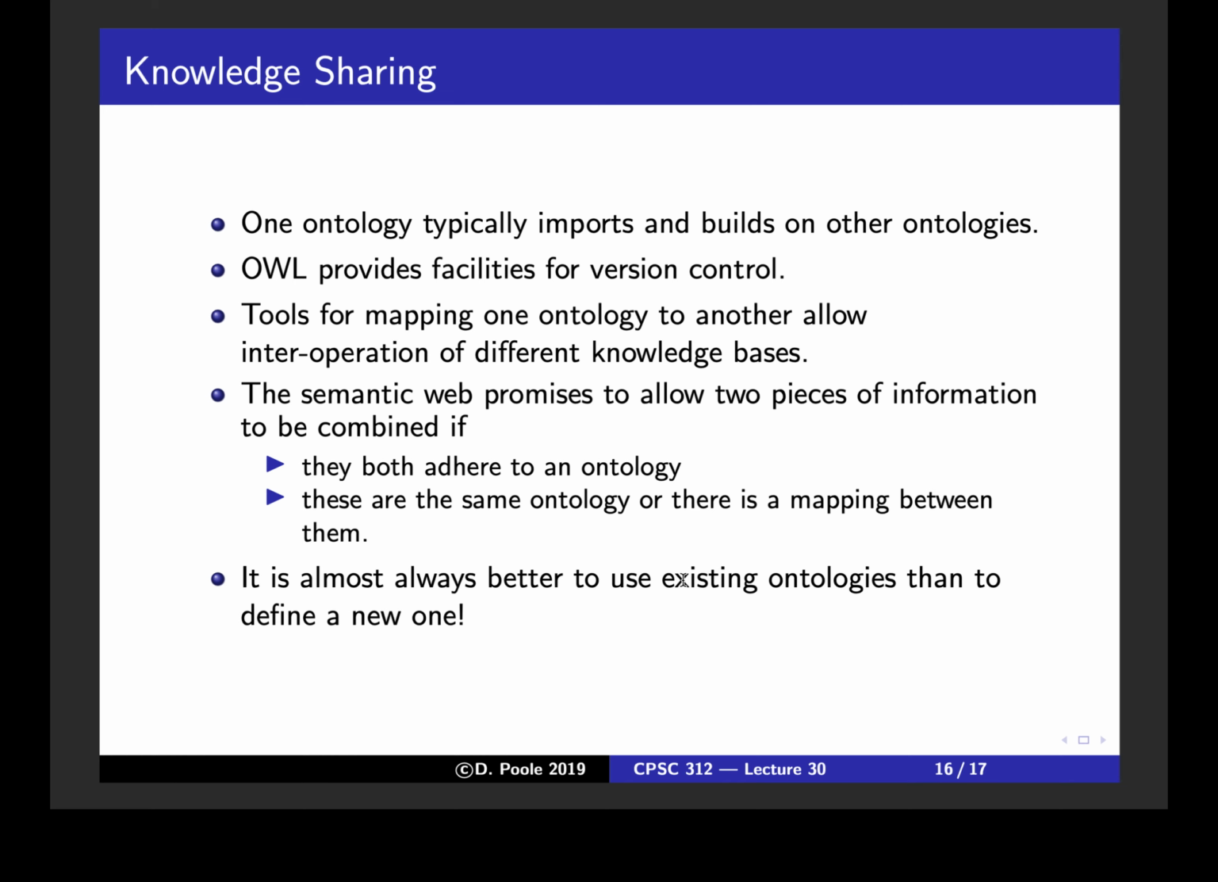It's almost always better to use an existing ontology than to define a new one. So try and see, is there a standard for this? And if there's a standard, use it, rather than defining your own new terminology. If some particular ontology defines the term you want, import that ontology and then use it. Then other people who use that ontology can know what it means and can interoperate with others. Otherwise, you'll need to build mappings between your meaning of symbols and someone else's meaning of symbols in order to be able to share that knowledge.